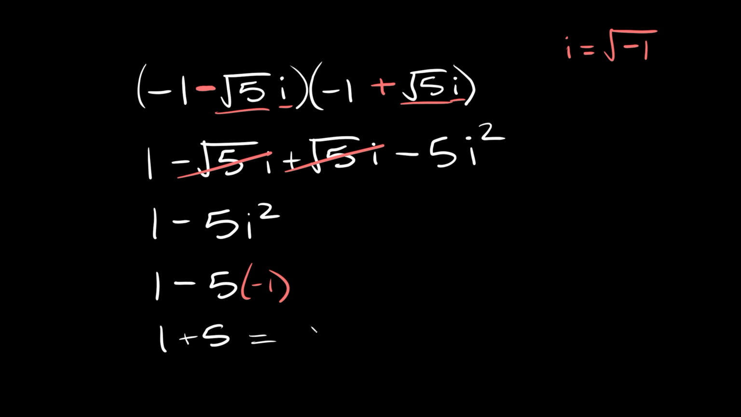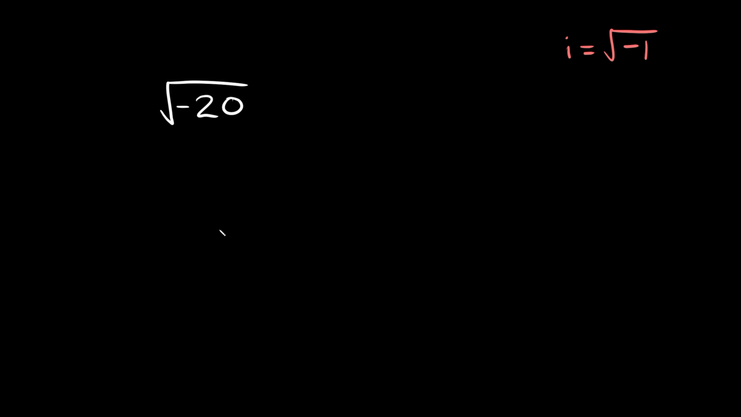So this is equal to 6, all right? That's our final answer. All right, now for this last problem, we have just the square root of -20. So this looks kind of weird, right? Because first of all, the other problems were in the form a plus or minus b times i. But as you can see here, we're taking the square root of a negative number, which we can't do. So that means if we simplify this, we're going to get an imaginary solution, okay?